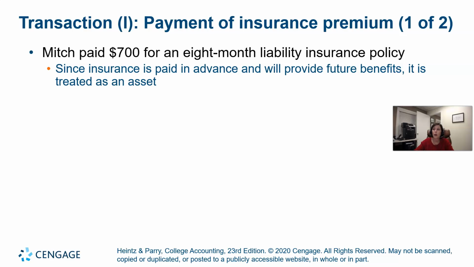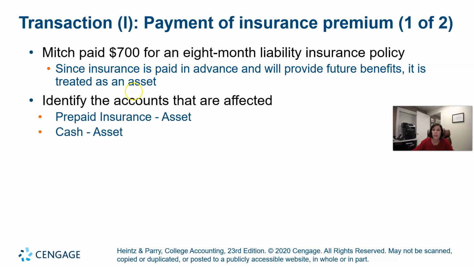Same is true of Mitch here. If Mitch decides he's going to go out of business after a month, and he bought an 8-month policy, they're going to owe him 7 months of insurance back. So because he can get that money back, we consider that $700 an asset until we've used it all up, which we'll worry about in future chapters. And we've paid for this in cash.